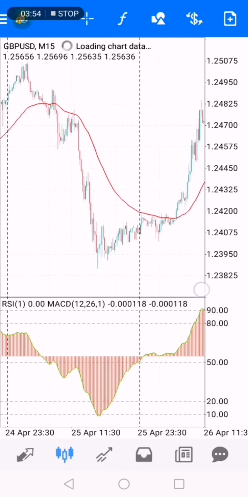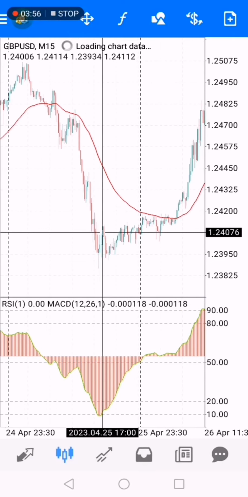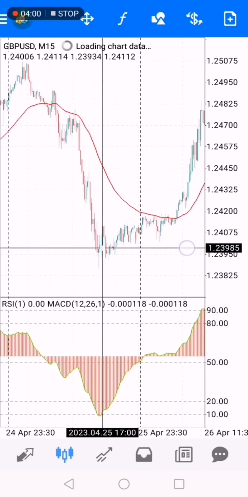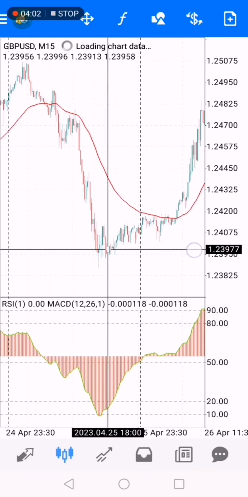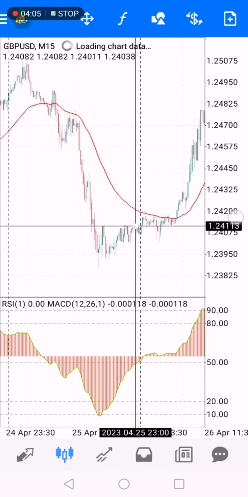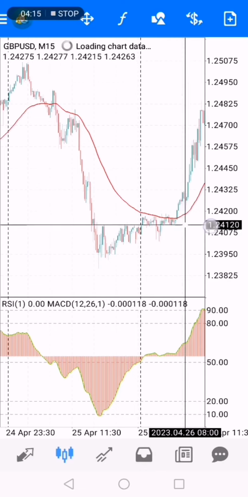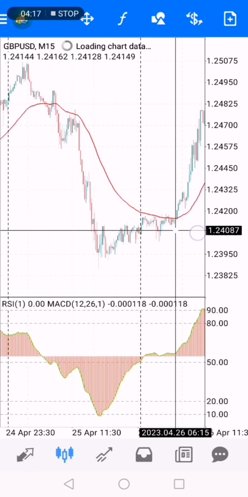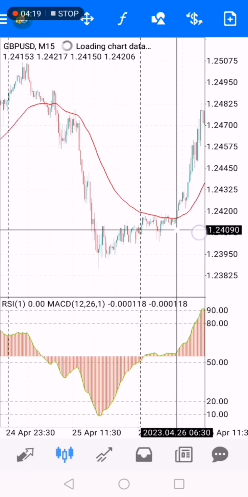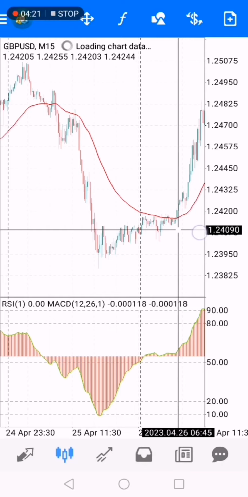And so here is another buy opportunity. MACD was in the region 10 to 20. Then we have to wait for the market to cross the moving average in our main chart, and we have to make sure that we wait for the candle to close above the moving average in our main chart. So that's when you enter our buy.